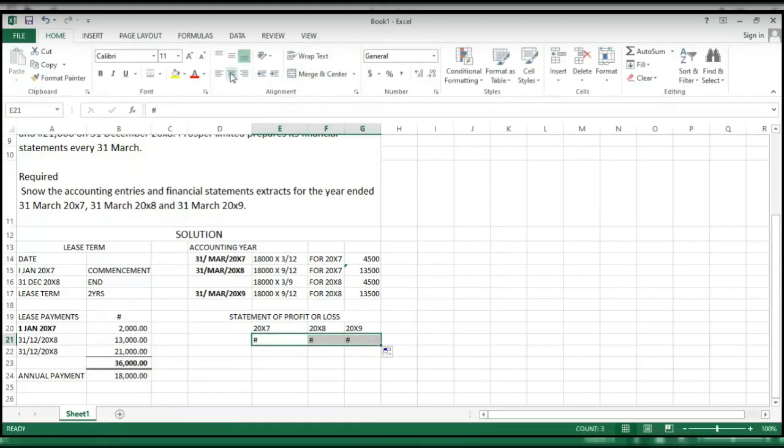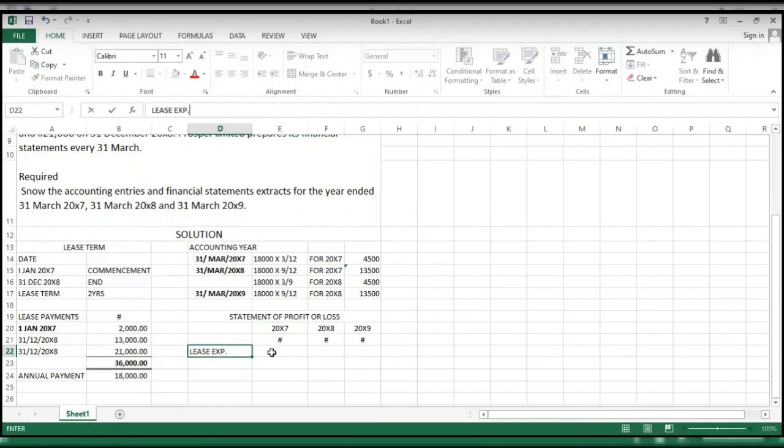So now what we want to do is to allocate the expense. That is lease expense. Let me just call it lease expense. Lease expense for 20x7 that will appear in the financial statement. Don't forget it's 31st March. So as at 31st March 20x7, 4,500 will appear. As at 31st March 20x8, we are going to be having 13,500 plus 4,500 appear.